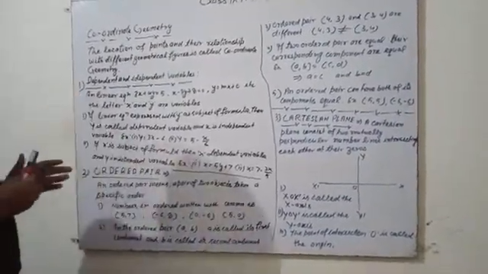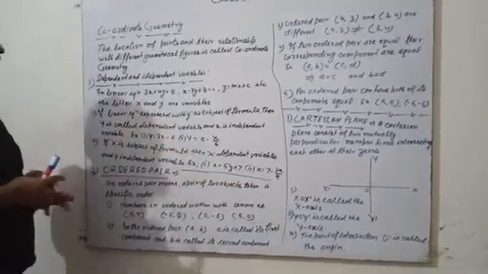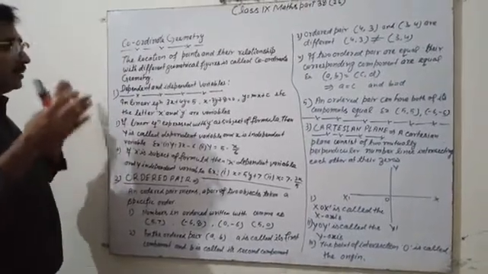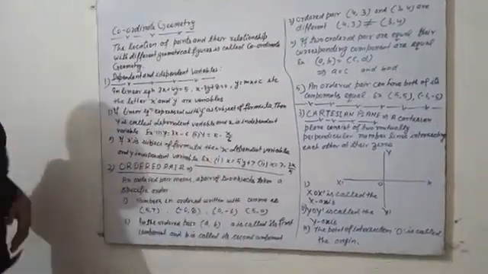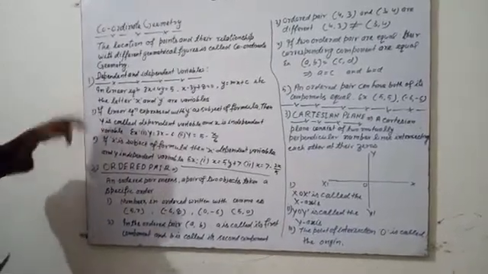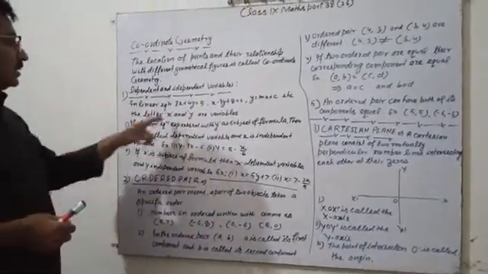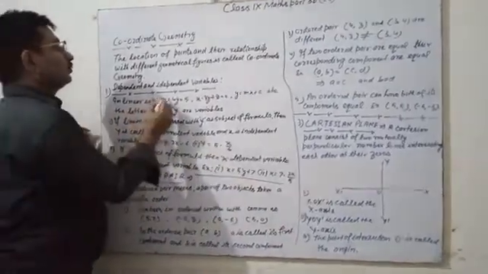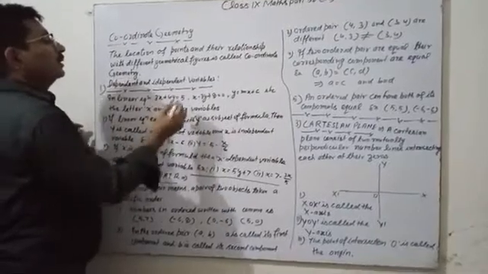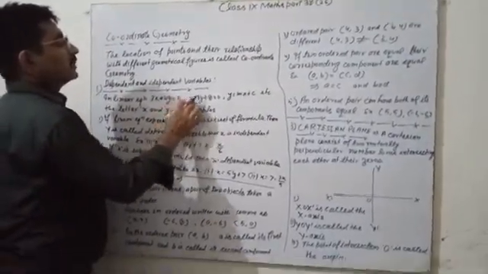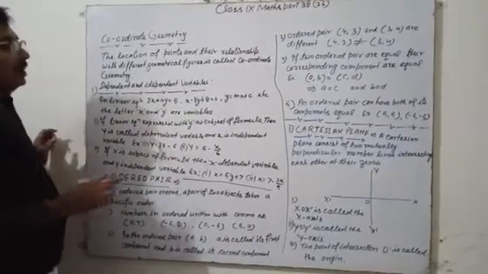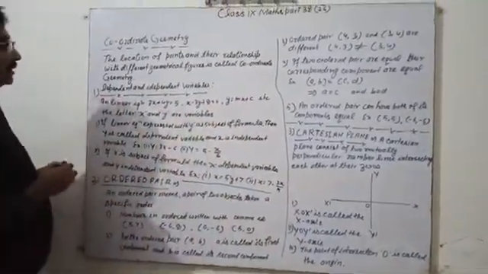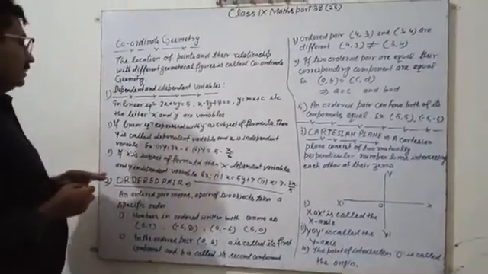Now, the first heading in coordinate geometry: dependent and independent variables. What do you mean by dependent and independent variables? In the linear equations 3x plus 4y equal to 5, and next x minus 3y plus 8 equal to 0, and next y equal to mx plus c, the letters x and y are variables.